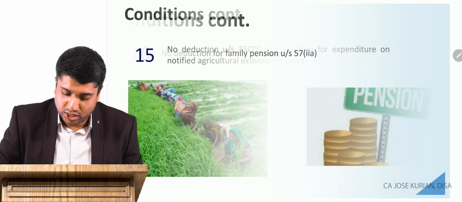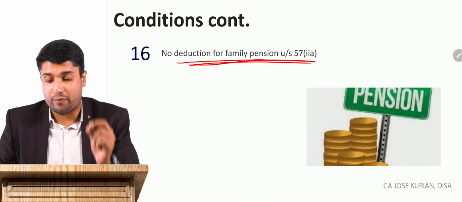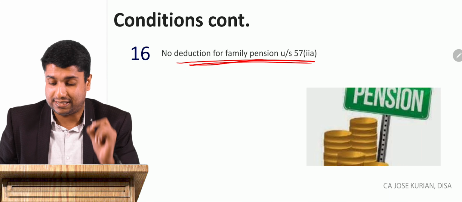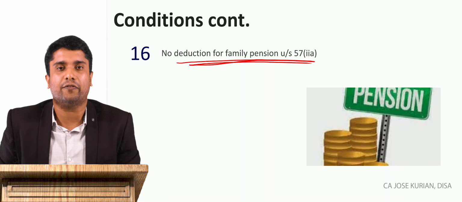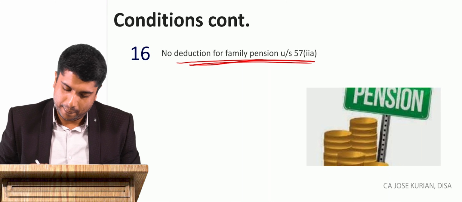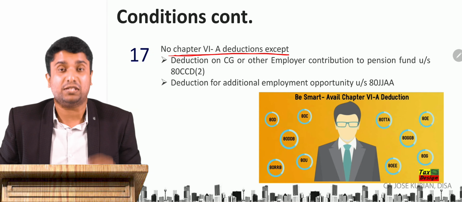Condition number 16, no deduction for family pension. If you are in receipt of a family pension, then normally you can take out a deduction under section 57 clause 2A. That means either 1/3 of the family pension or rupees 15,000. That is gone. Condition number 17, no chapter 6A deduction. That is a major hit.